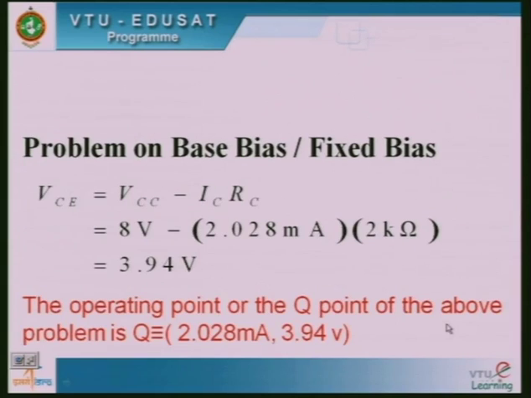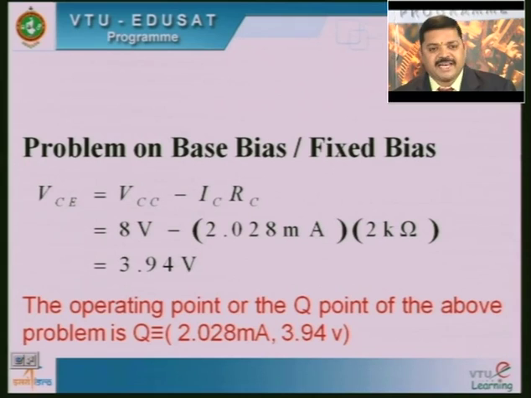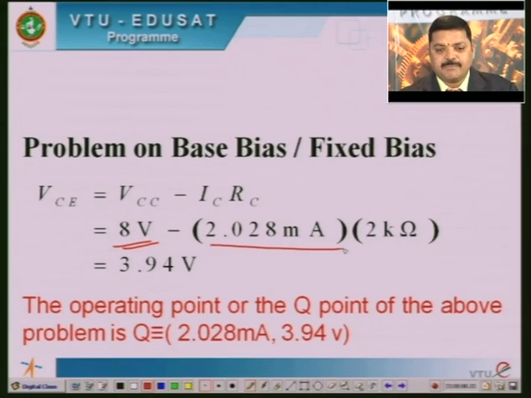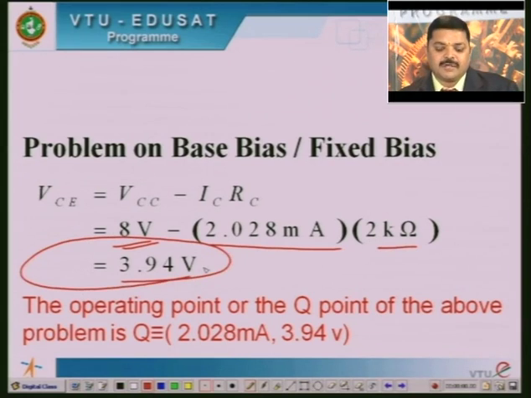Next, we need to find out VCE, which is given by VCE is equal to VCC minus IC RC. VCC we know is 8 volts. So it is 8 volts minus IC, which is 2.028 milliamps, multiplied by 2 kilo ohms. We get VCE is equal to 3.94 volts.